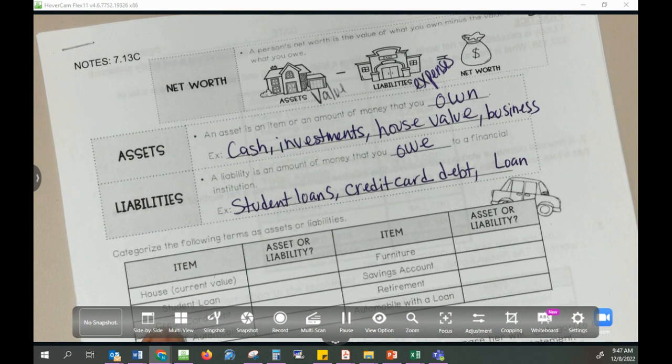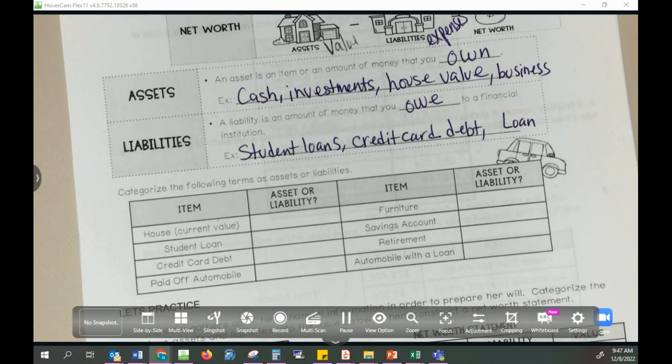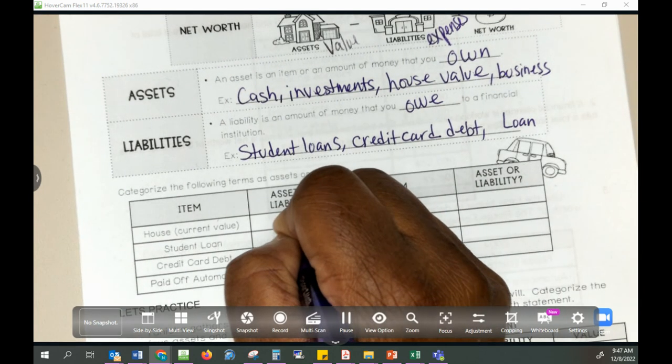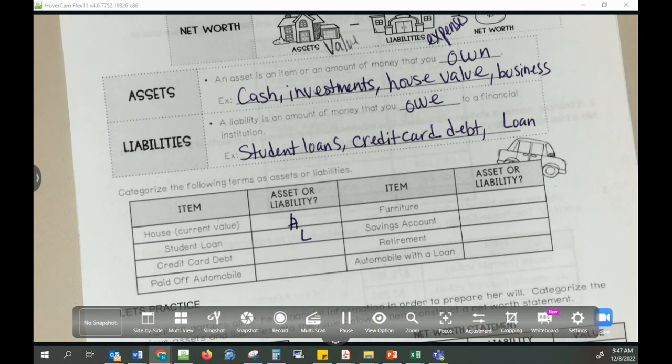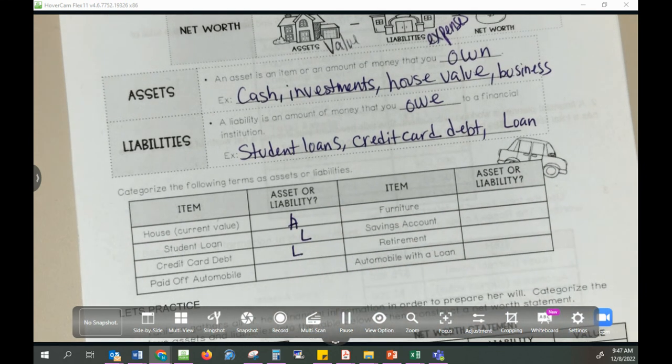So we're going to categorize the items. What's your asset and what's your liability? So go through, and if it's an asset, you're going to put an A. If it's a liability, you're going to put an L. So like your house, the current value. Yes, you might be paying a mortgage on it, but if it has value, your house is an asset. Student loans, we know that's a liability. Credit card debt, that's a liability.